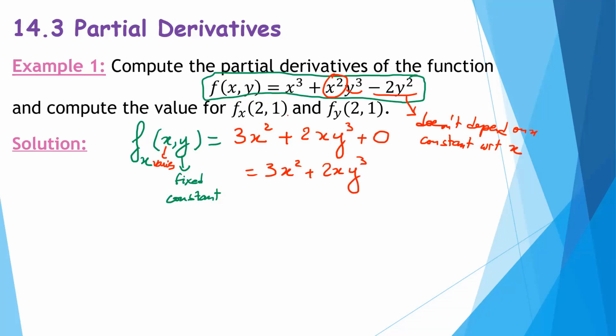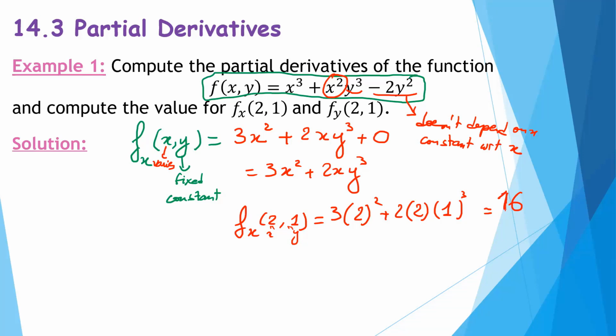We want the value of this function at the point (2, 1). So how can we calculate fx(2, 1)? Direct substitution. By direct substitution, we substitute x by 2 and y by 1. This is the value of x here, and this is the value of y here. And we obtain 28. Now this is the partial derivative of f with respect to x at the point (2, 1).